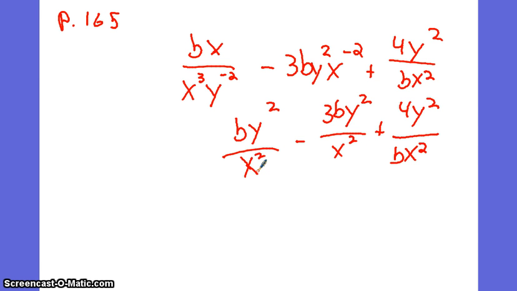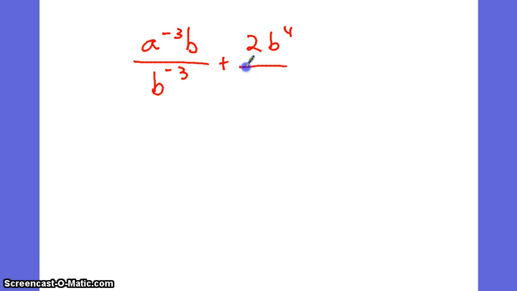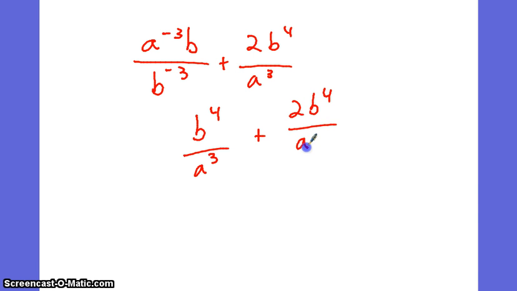So the first part of lesson 41 is exactly that. That's what we're going to do. Let's take this example. Let's make it so all exponents are positive. So in essence, we're going to do a little bit of rearranging here. B to the fourth over a to the third plus 2b to the fourth over a to the third.